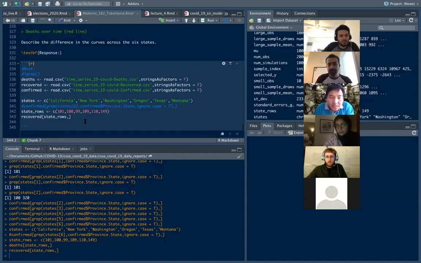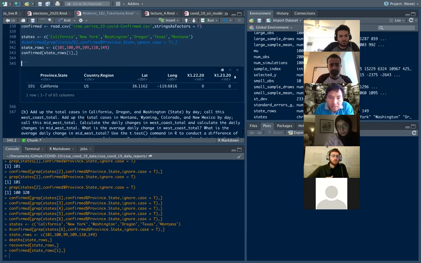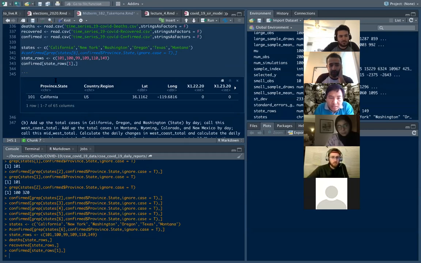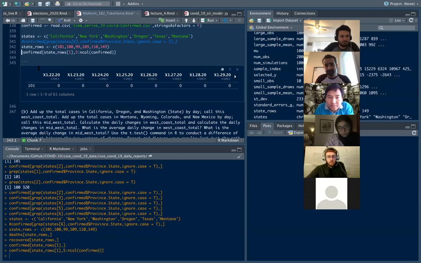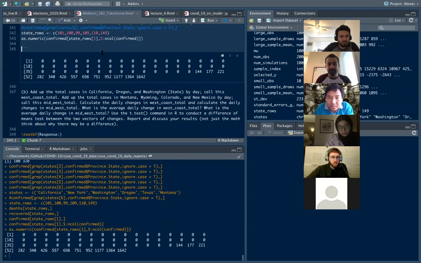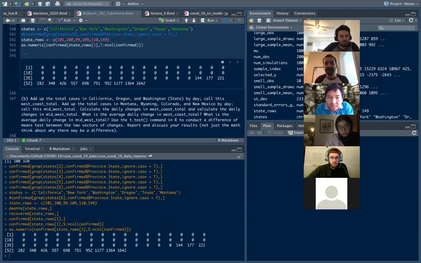So the point of the question was, I wanted you to compare the different states. So plot out their confirmed cases, plot out their deaths, etc. So we'll start off with confirmed. We're just going to look at the first state for now, so California. The way the data is structured is province, country, latitude, longitude. So the first four columns are meaningless. What I actually care about is the data from columns 5 onwards, so from 5 to the total number of columns that are confirmed. That's going to return for me this matrix. I don't want the matrix, I just want the data. So I'm going to call as.numeric, or I'm going to coerce it from a matrix to just a vector of numbers. And there's my vector of confirmed cases in California.